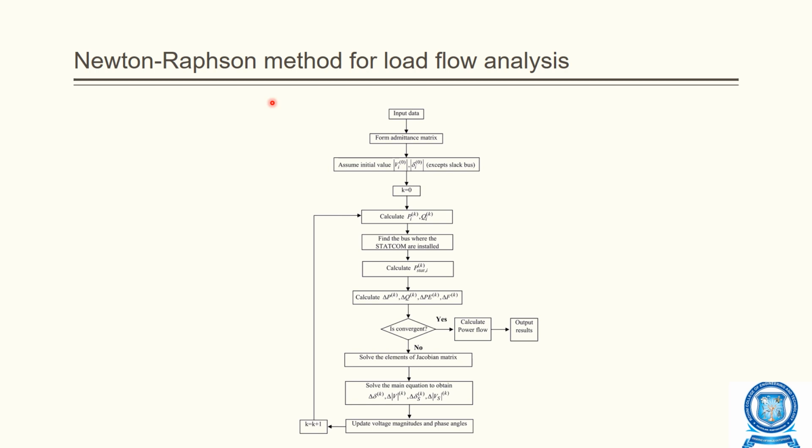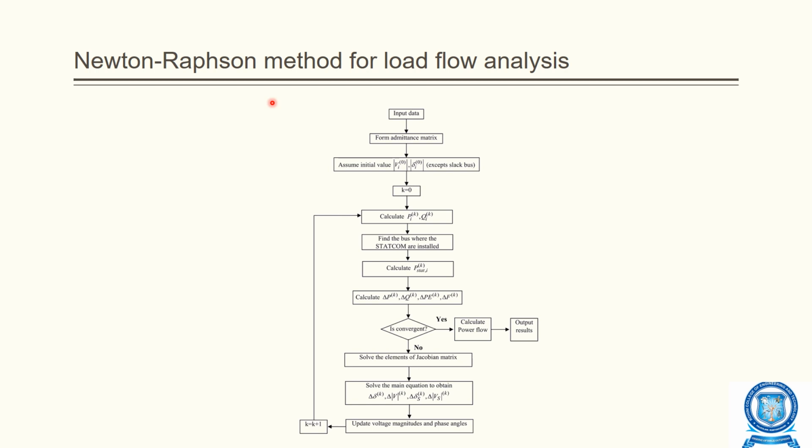We know the Jacobian elements J1, J2, J3 and J4. Those elements need to be found out. Next, solve the main equation to obtain the delta del, delta V, delta del S and delta Vs values. Update the voltage magnitude and phase angle and go for the next iteration.